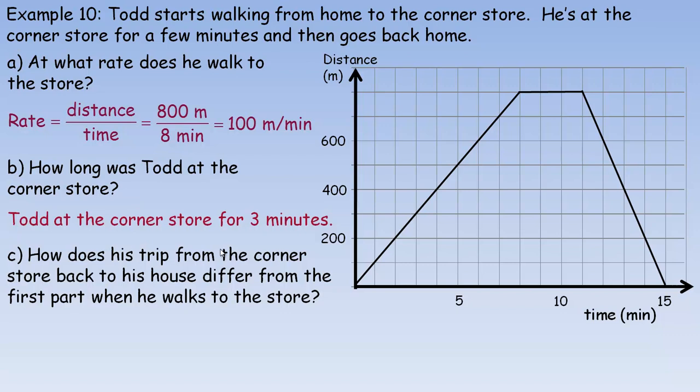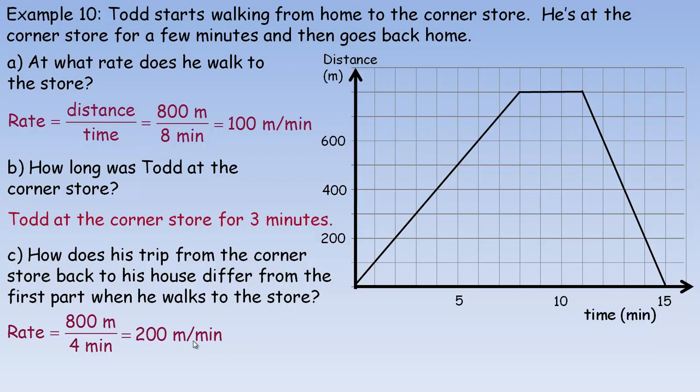And C asks, how does his trip from the corner store back to his house differ from the first part when he walks to the store? Remember, this is going to the store, he's at the corner store, and then he's going back home. Well, let's calculate the rate of change along here. Notice it's steeper, so you should anticipate he's moving faster. So he's gone the 800 meters in only 1, 2, 3, 4 minutes. So he covered the same distance, but in 4 minutes instead of 8. So you divide 800 by 4, it's 200 meters per minute.